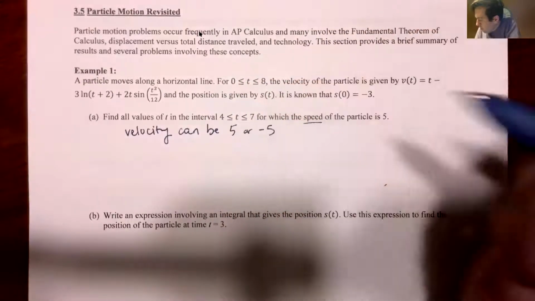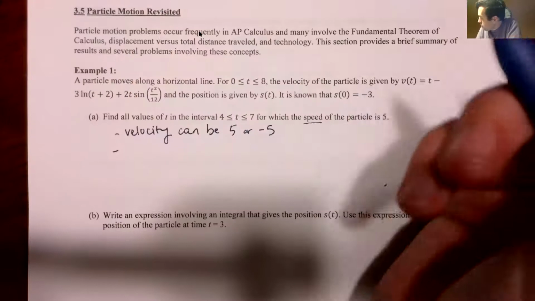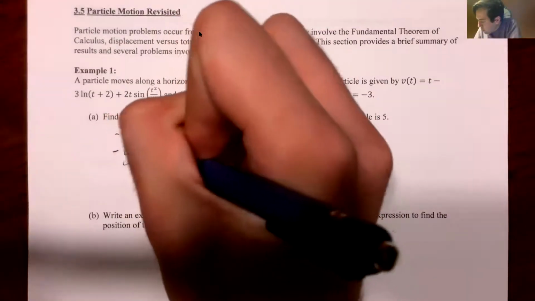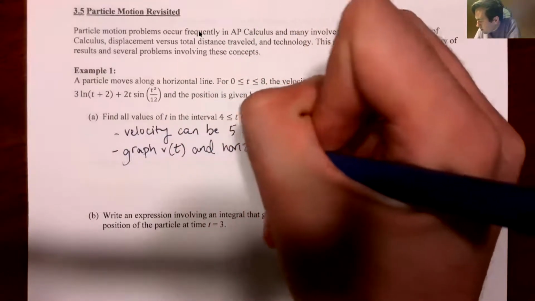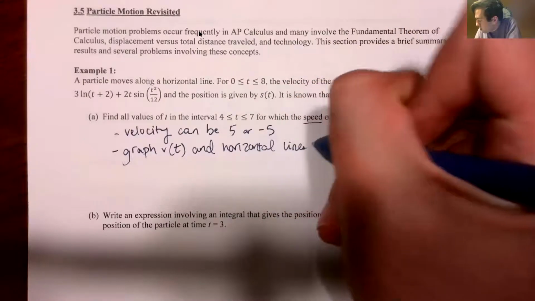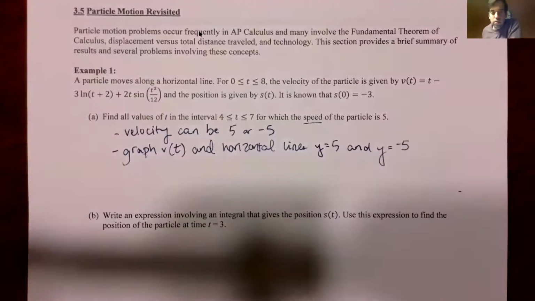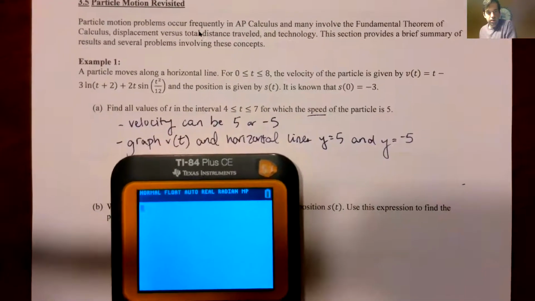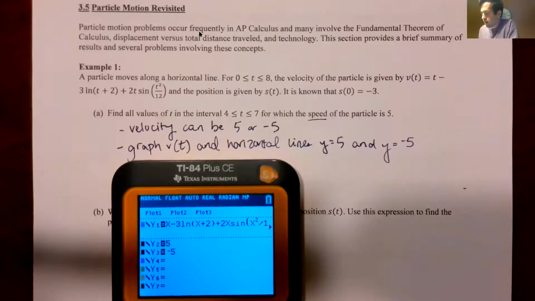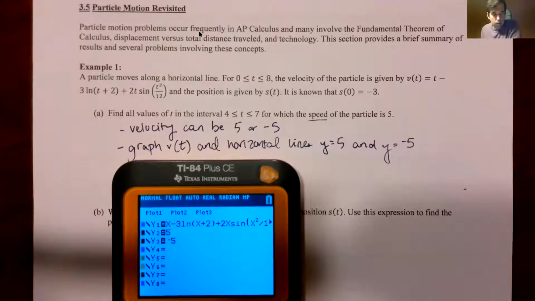So we're going to use technology, our graphing calculator, to help us with this. I'm going to graph v(t) and the horizontal lines y = 5 and y = -5 to look for the points of intersection. If I pull out my graphing calculator and go to y=, to save time, I already typed this v(t) function in as y1, and in y2 I typed 5, and in y3 I typed -5.